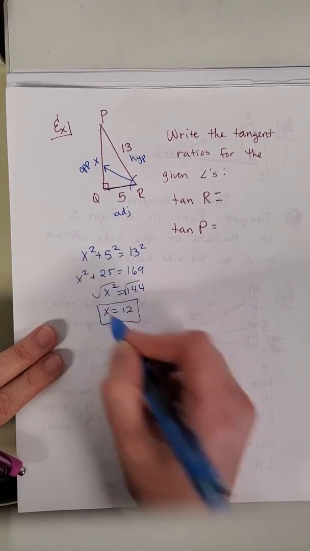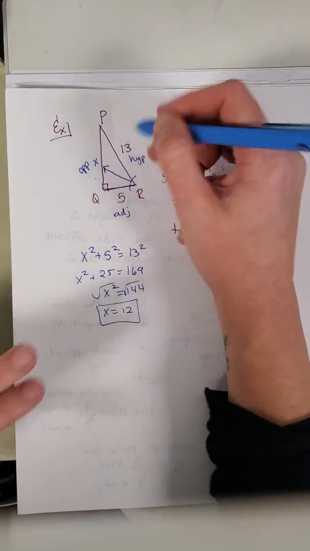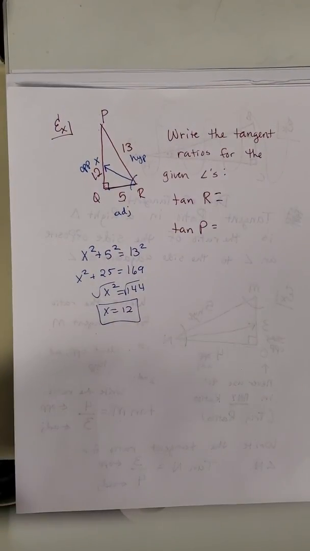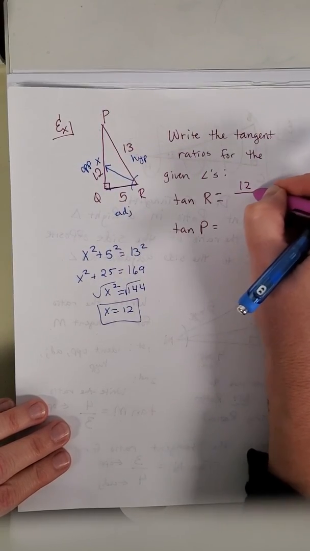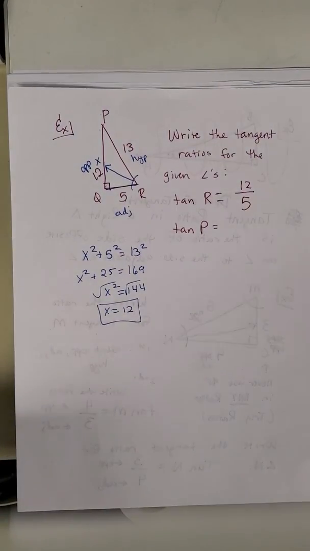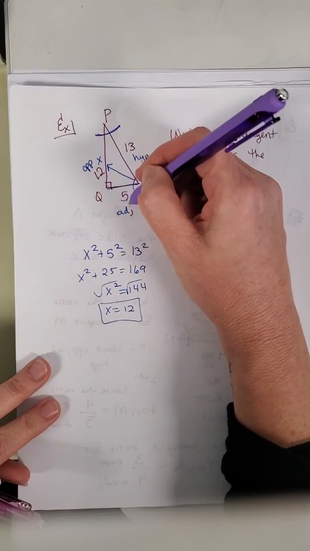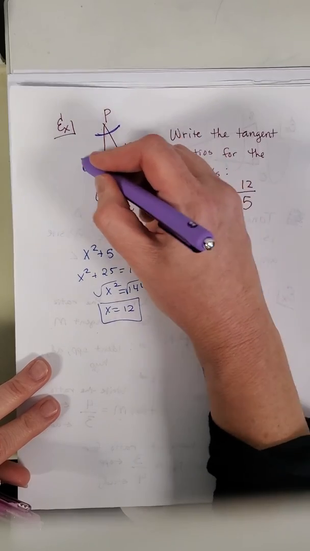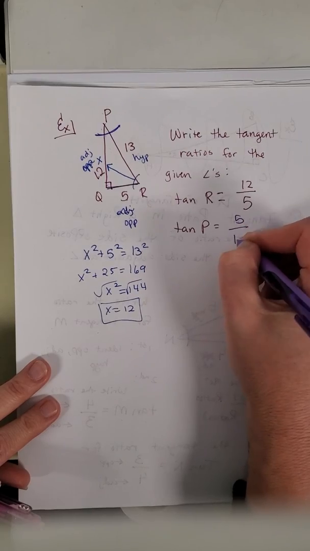Now, if you remember your Pythag triples, right, you should have known that this is a 5, 12, 13 triangle. So this is a 5, 12, 13. All right, so tangent R will be opposite. Opposite would be 12 over adjacent. Adjacent is 5. Done. Tangent P, okay, if I'm standing at angle P, my opposite is now over here where my adjacent was, and my adjacent is now right here where my opposite was. And so this time it's going to be 5 over 12, right?